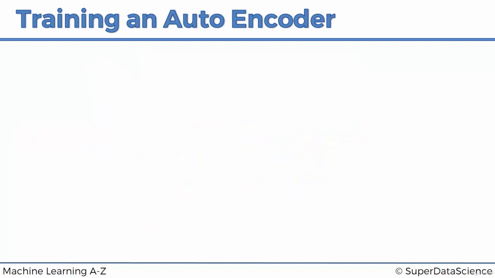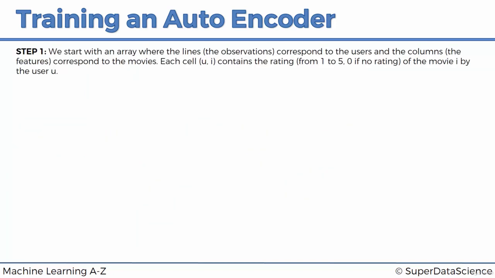So here we go. These are our training steps. Step 1, we need to start with an array where the lines correspond to users and columns correspond to features, the movies, and each cell contains a rating from 1 to 5, 0 if there's no rating by that user. So important to understand that every single row in your data set is a unique user who rated those movies. And by the way, these steps will be very valuable for you when you're doing the practical tutorials, because you will be actually working with exactly this situation. You'll be creating a recommender system for movies.